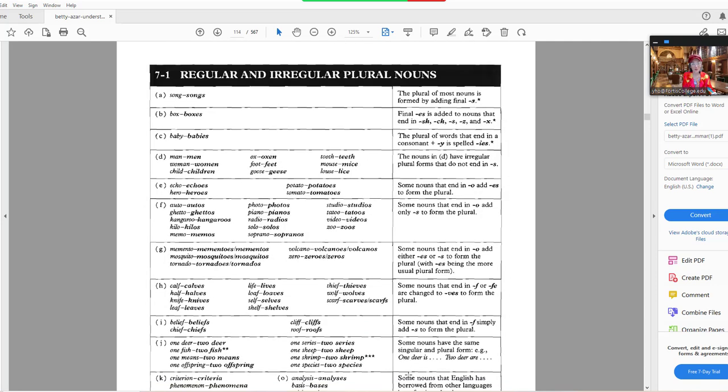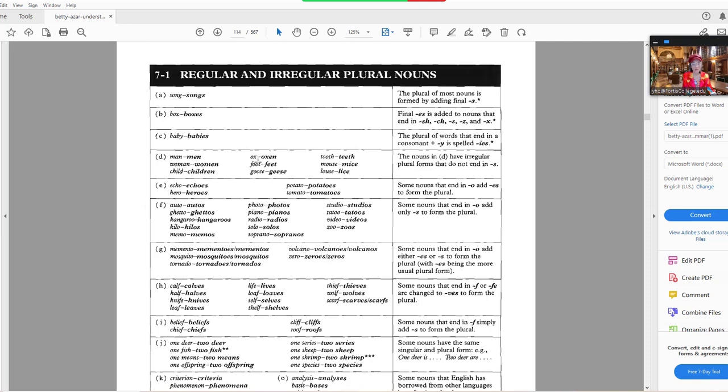So those are irregular. So there are regular and irregular plural nouns. For regular plural nouns, you just add an S. But for some, when it ends in X, you add ES, and babies with IES. Final ES is added to nouns that end in SH, CH, S, Z, and X. The nouns that have irregular plurals do not end in S.